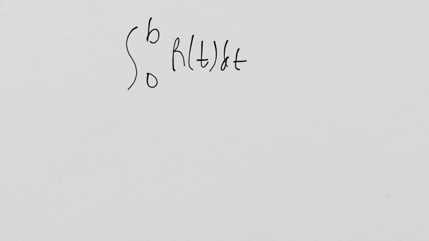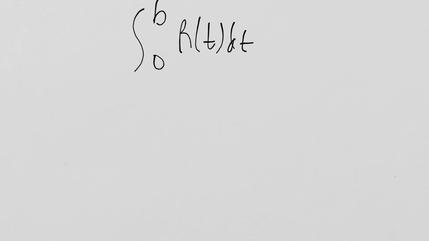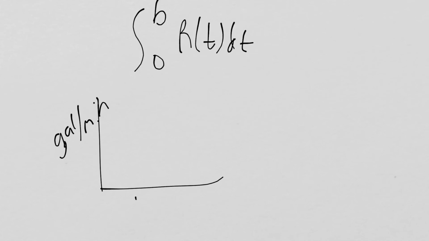Finally, part D. We have the integral from 0 to b of R of t dt, and it wants to know, what does this mean? We know that this integral is the area under the curve, right? And that area is going to have what units? The rate in gallons per minute is the y, and then the x-axis is just minutes.